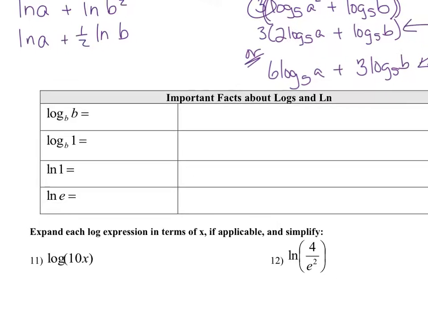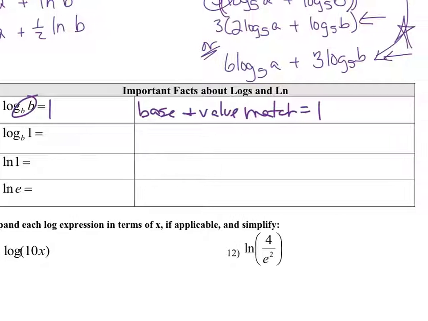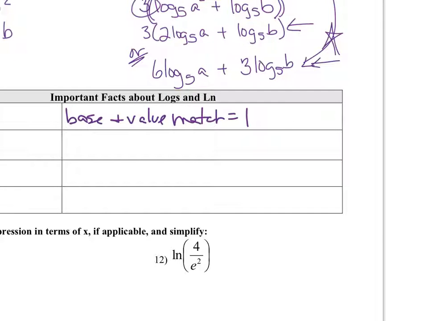So, important facts about the ln and log, about anything. Log base b of b is always 1. So when the base and value match, the answer is 1.